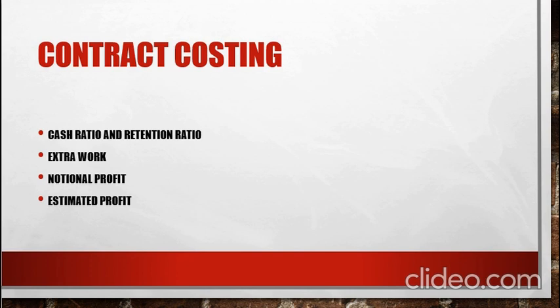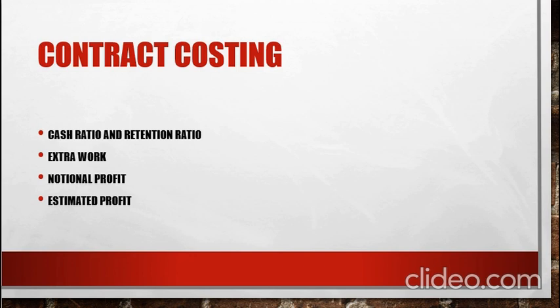For cash ratio, the formula to find out the cash received percentage is cash received divided by work certified. When you find out the percentage of cash being paid, then the retention ratio, or the percentage, will be the balancing figure.